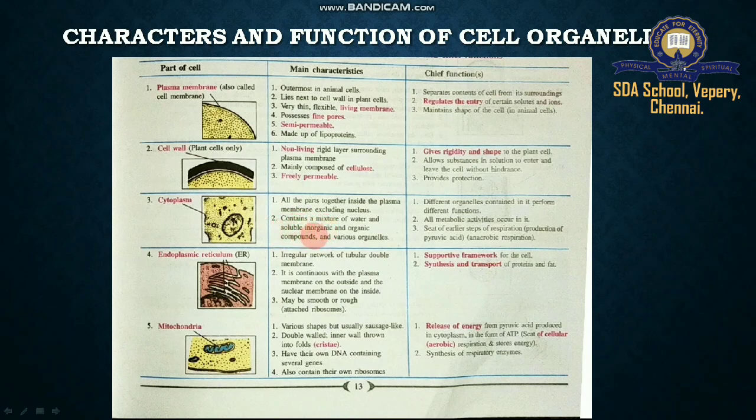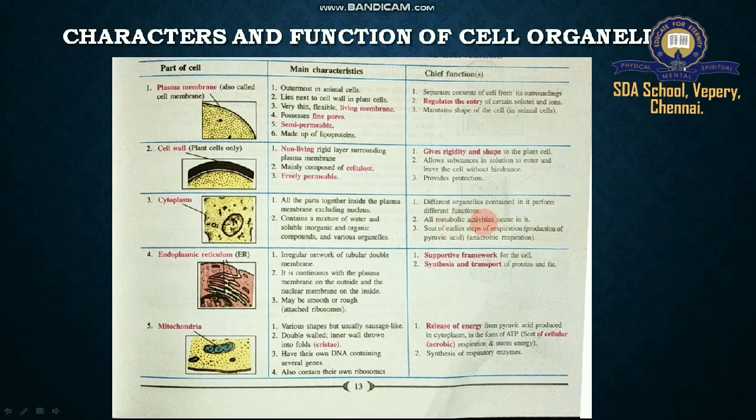Presence of soluble inorganic and organic compounds and various organelles. What are the organelles? Mitochondria, Golgi bodies, all those organelles are distributed in the cytoplasm. Then function: different organelles perform different functions. Example: mitochondria, the powerhouse, providing energy; lysosome, the suicidal bag. All metabolic activities occur in it. So the cytoplasm is responsible for metabolism.